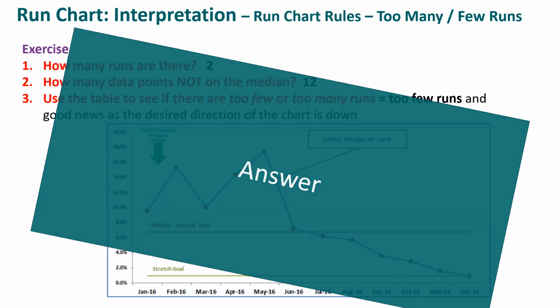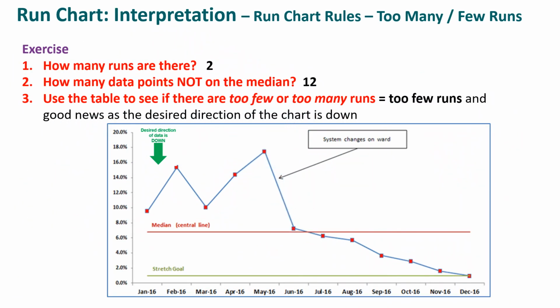So the answer to the exercise: how many runs are there? There are 2 runs in this run chart below. How many data points are not on the median line? There are 12. And then using the table to see if there are too few or too many runs, we found there are too few runs. And this is actually good news because the desired direction of this chart is down and the trend is down.